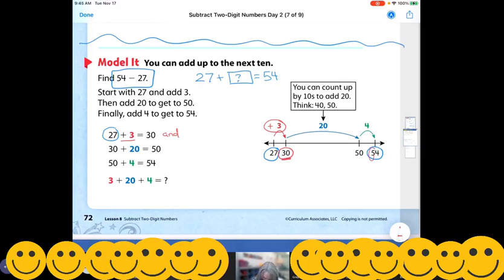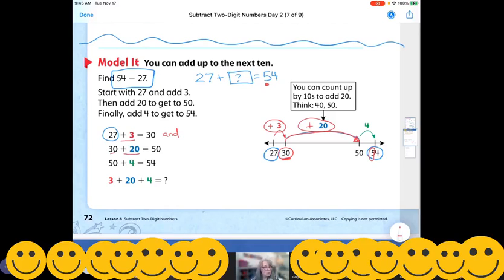Well, 54, I see my 50 right there in the number 54. Here it is up here. So I know I can hop all the way up to 50 and be safe. Okay, so I'm going to go from 30 to 50, and 30 plus 20 equals 50. So here's our next step: 30 plus 20 equals 50.